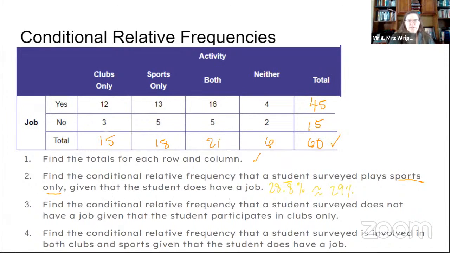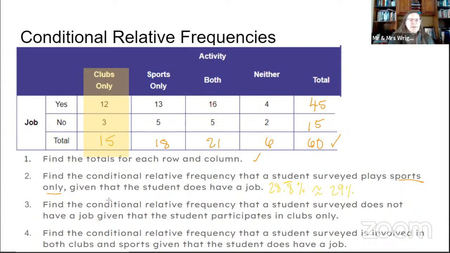Find the conditional relative frequency that a student surveyed does not have a job given that the student participates in clubs only. So what's our given statement? Let's look at that one first. Given statement says that student participates in clubs only. So what I'm going to highlight here is the only thing we're going to be focused on, the only thing we're looking at. Go ahead and cover up the rest. You should have this written down as an example in your notes. So what I want you to do is go ahead and take your hand or a piece of paper or something to cover up the rest of the data, because we're not concerned with the rest.